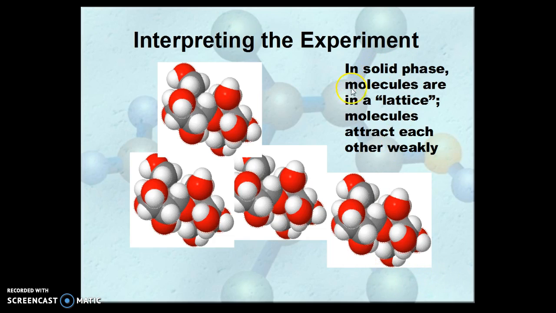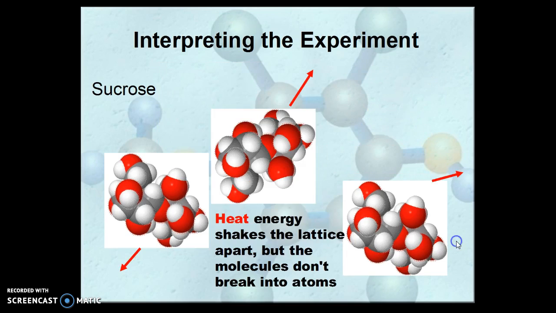So in the solid phase, these sucrose molecules are in a lattice with weak attraction. And when we heat them, that shakes the lattice apart, but it does not pull the molecules apart. Each molecule remains in its original configuration. Now, if you heat it enough, you can break these up. And if you heated your sucrose a lot, you probably saw the water come off and black carbon residue on the aluminum foil.